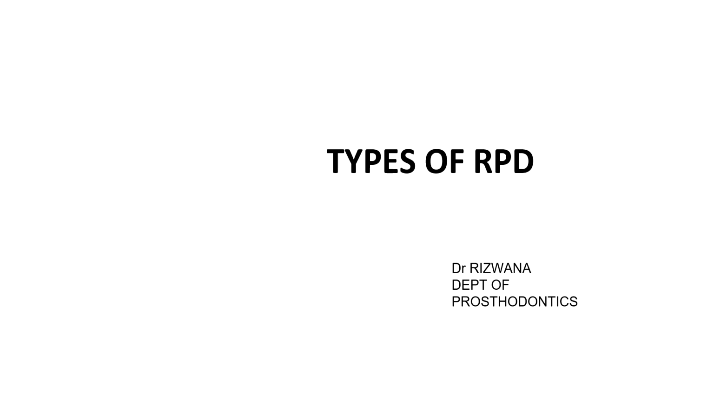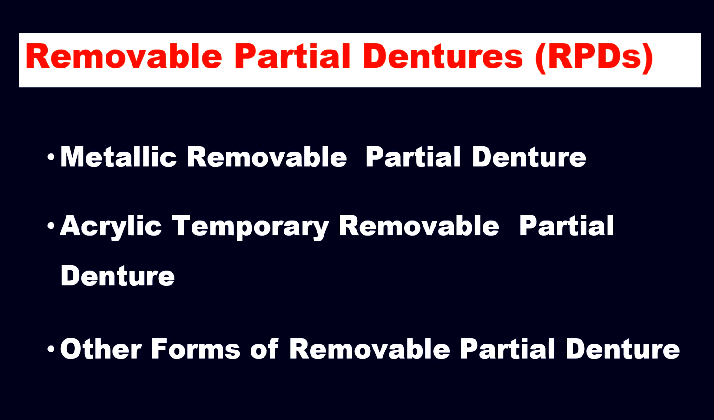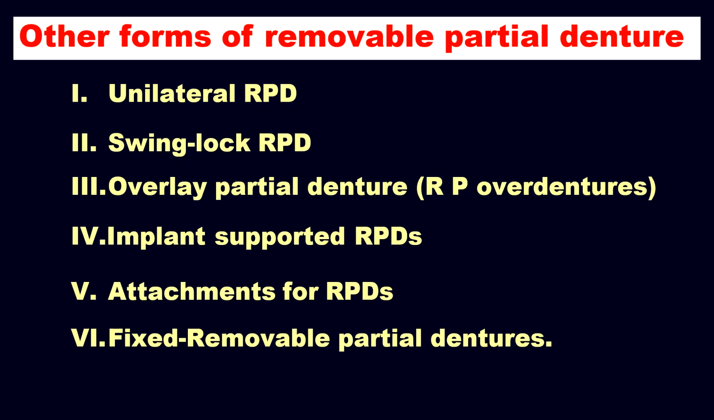Types of RPD. Removable partial dentures: metallic RPD, hybrid and temporary RPD, and other forms of removable partial dentures. What are the other forms? Unilateral, similar, overlay or removable partial dentures.